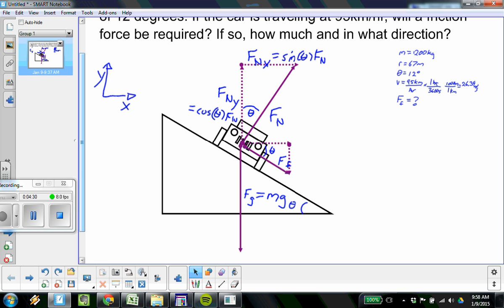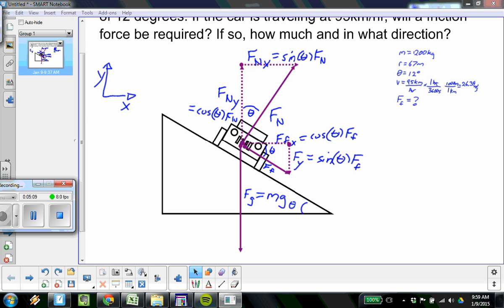We can do something very similar with the friction force as well. Here, we have the friction force acting along that solid line, and then here we have the friction force in the y direction. That's going to be equal to sine theta. Just look at your triangle here. It's going to be sine theta times the friction force. And then the friction force in the x direction will be equal to cosine theta times the friction force.